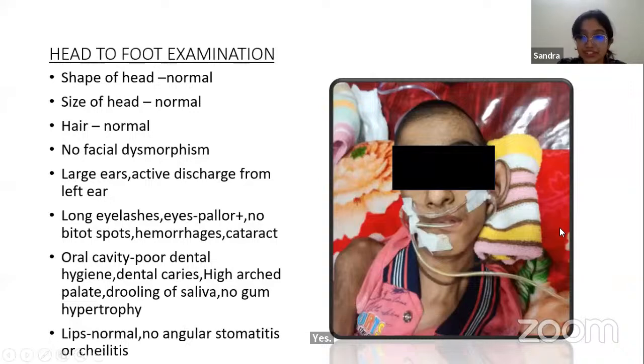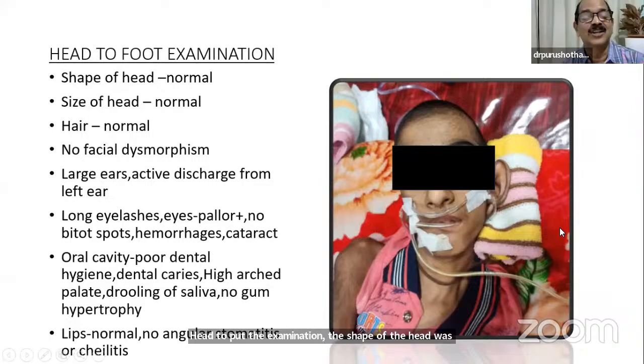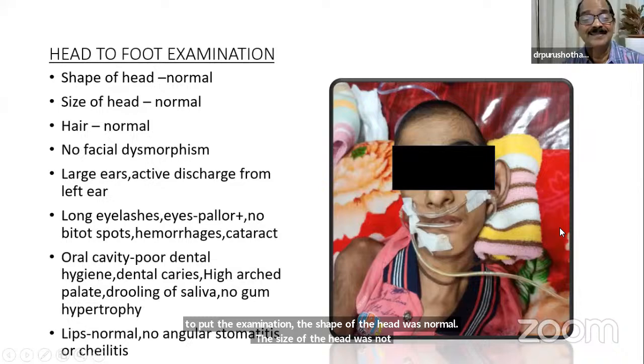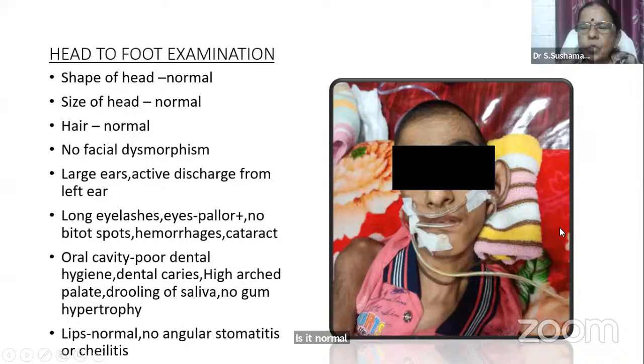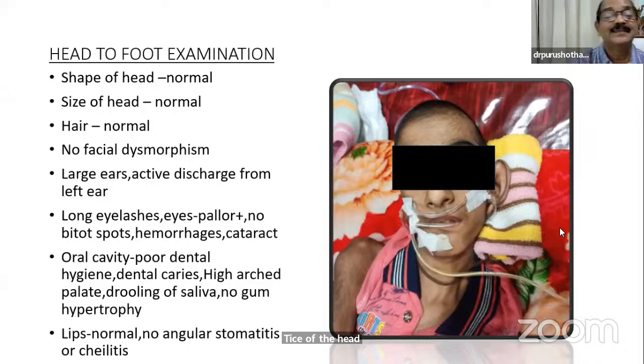Head to foot examination. The shape of the head was normal. The size of the head was normal. Hair was normal. Is it normal? Shape is normal. Size of the head? Size of the head was normal. It was elongated, but the size was normal.